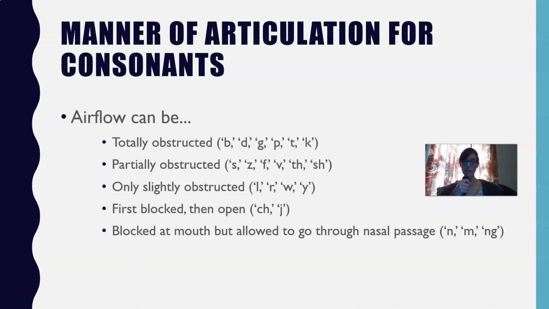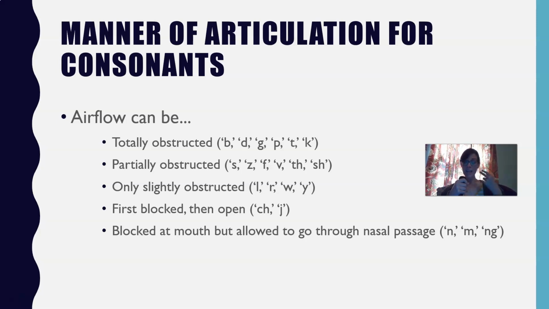Ba, da, ga, pa, ta, and ka. All of those have airflow that is totally obstructed. Notice that each of them has a slightly different placing in the vocal tract. So ba and da are closer to the front of the mouth. Ga is closer to the back.